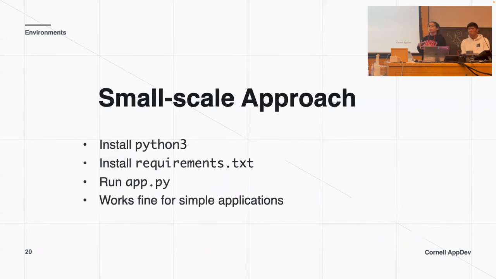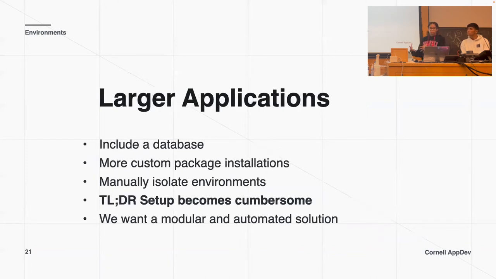So in this class, we've been taking a very small scale approach. The setup for using our servers is very simple. You install Python 3, you install requirements.txt to install all your relevant libraries and tools, and then you run app.py. Very simple, three steps, nothing crazy. But say you want to work on a more complex app, like for example, Ithaca Transit, it takes a lot more steps. You might have to install a lot more software, a lot more libraries and tools. It might not be as simple as a three-step process. So setup becomes a lot more cumbersome.